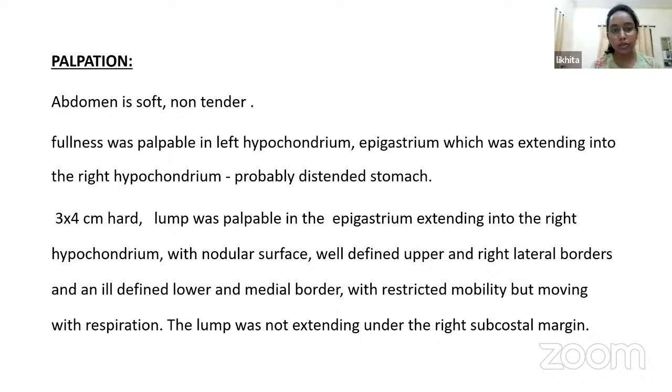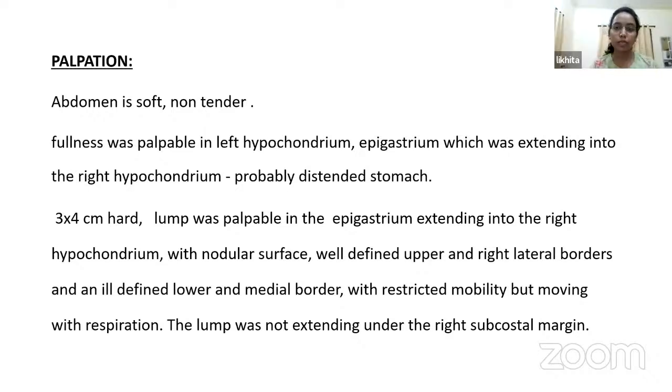Yes, sir. It's moving with respiration, sir. But the mass is moving with respiration, right? Partially moving or something, you have said that. Restricted mobility, but moving with respiration. Okay, fine. Yes, sir. Intrinsic mobility was restricted, sir. It was only mobile in the vertical plane to some extent, but in the horizontal plane it was not mobile, sir. How will you explain intrinsic mobility is restricted, but moving freely with respiration?